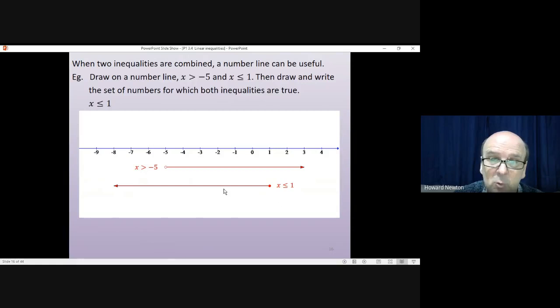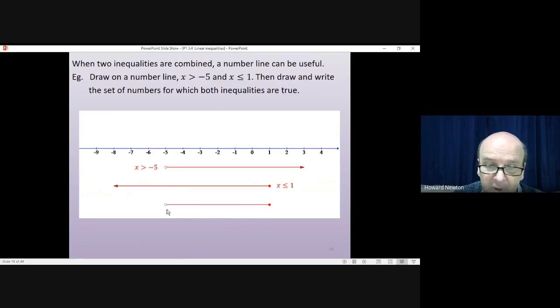x can equal 1. We were then asked to draw and write down the set of numbers for which both inequalities are true. So we'll do that. For both of them to be true, this is the stretch of line you'll get. You're looking for the bit of the line which is true for both of them, which is the bit that starts at minus 5 and finishes at 1. So that's how you draw it.